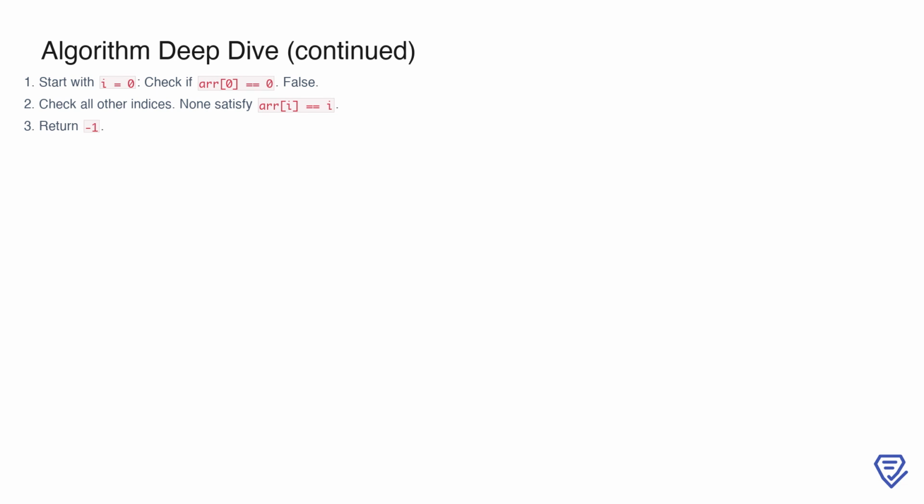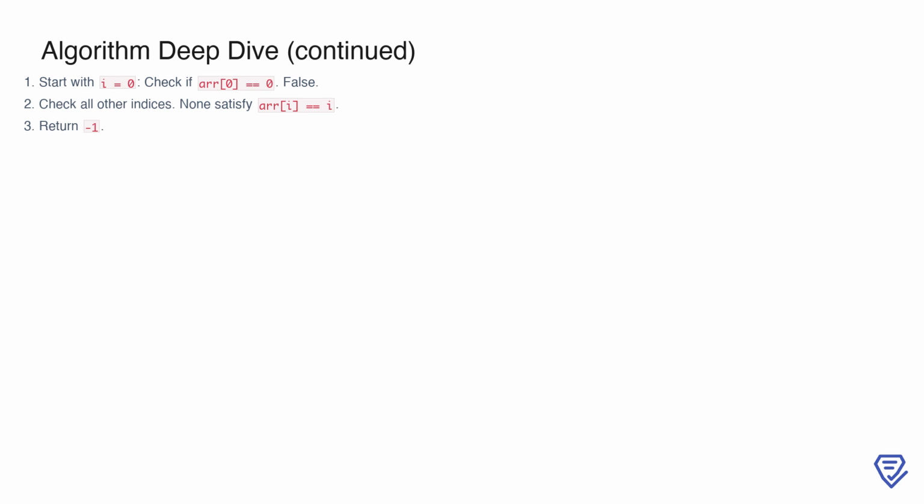Now, let's look at another example to understand the failure case. Suppose the input array is ARR equals [1, 2, 3, 4, 5]. Starting with the first index, i equals 0, we check if ARR[0] equals 0. This is false because 1 does not equal 0. We continue checking all other indices in the array, but in each case, the condition ARR[i] equals i is not satisfied. After completing the iteration and finding no fixed point, the algorithm returns -1.